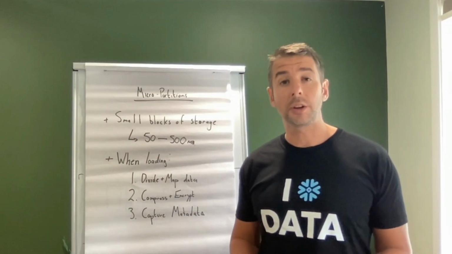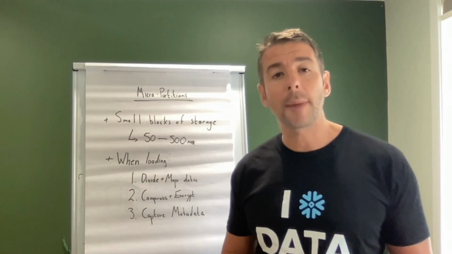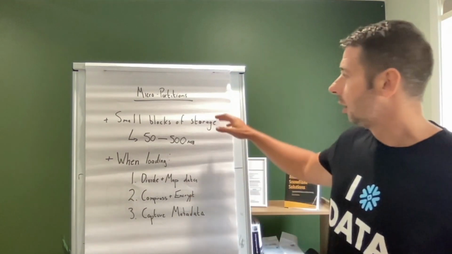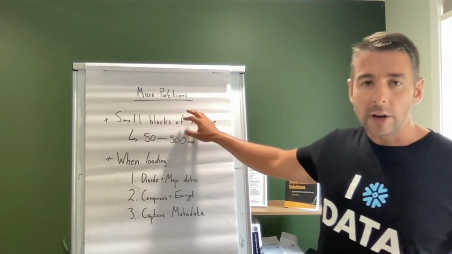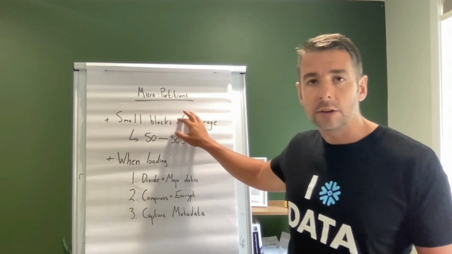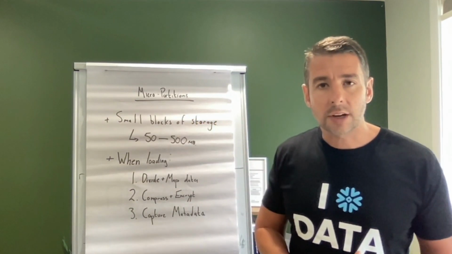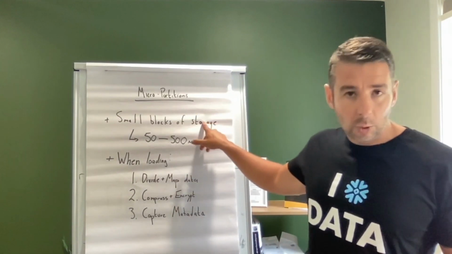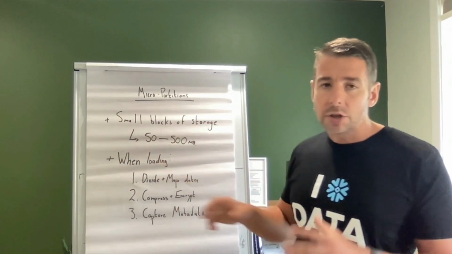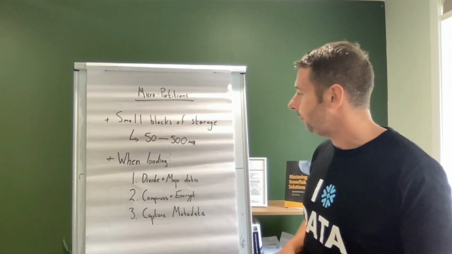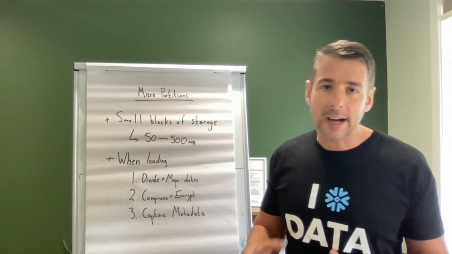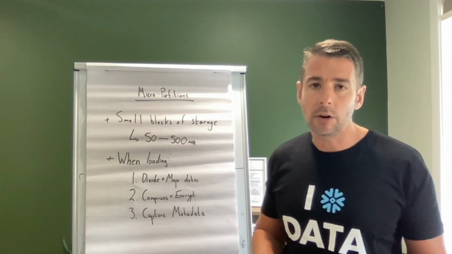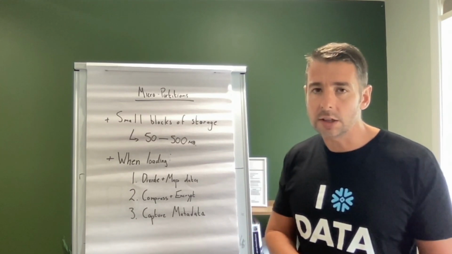Okay, so first up, we're going to start with a little revision around micro-partitions. So what are these? When you load data into Snowflake, micro-partitions are created on the underlying cloud storage area. These are small blocks of storage between 50 and 500 meg uncompressed. And when loading data into Snowflake, there's a few things that happen behind the scenes that Snowflake takes care of that you won't necessarily see.